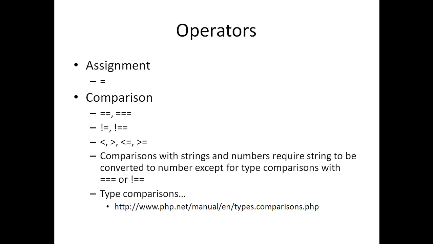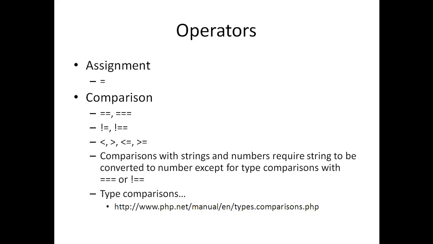Here is the section on operators. You have the assignment operator, which is an equal sign. You have comparison operators, double equals and triple equals. You also have not equals and not double equals. The triple equals and the not double equals are typically type checking. We'll talk about that in just a second. You also have less than, greater than, less than or equal to, greater than or equal to.